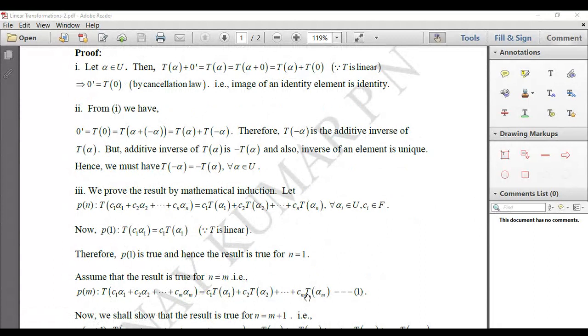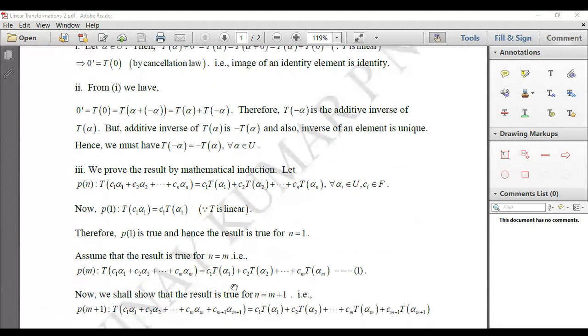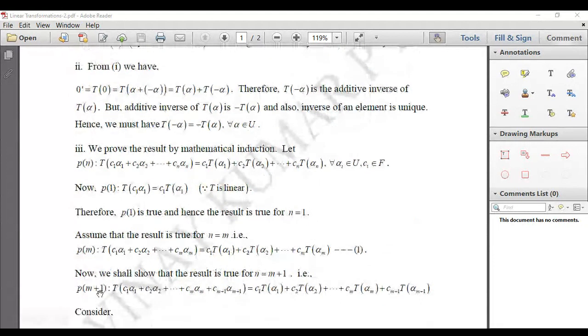We have assumed. And mathematical induction says, if you assumed the result for n equal to m, prove that the result is true for m plus 1 vectors also. That means we have to show that if we consider m plus 1 vectors, that is C1 alpha 1 to Cm plus 1 alpha m plus 1, then this can also be written like this. That is C1 T alpha 1 to Cm plus 1 T alpha m plus 1. We have to show this. If you prove this, then by mathematical induction, P of m implies P of m plus 1. Therefore, you can continue that, and hence it is true.